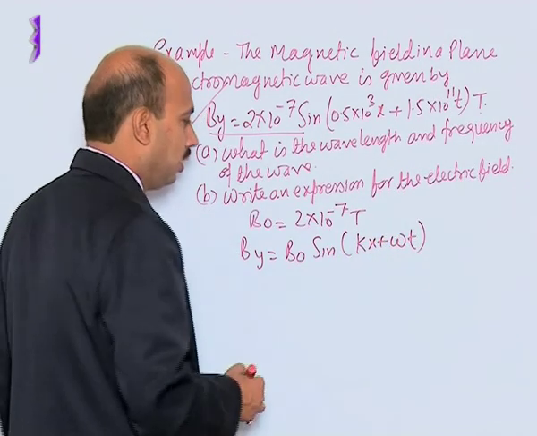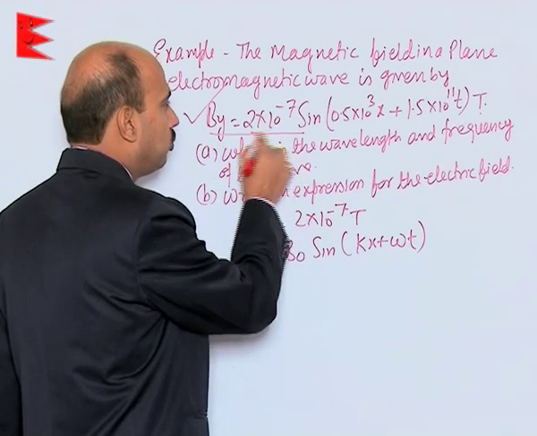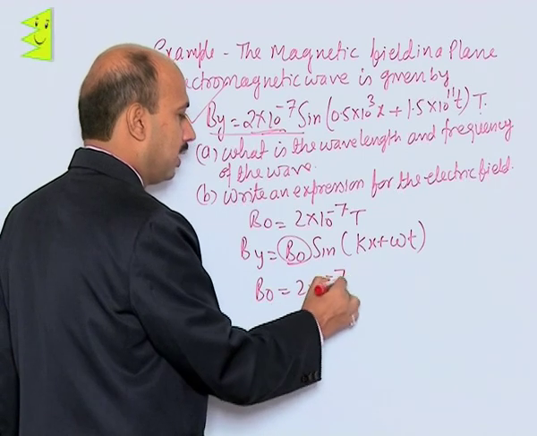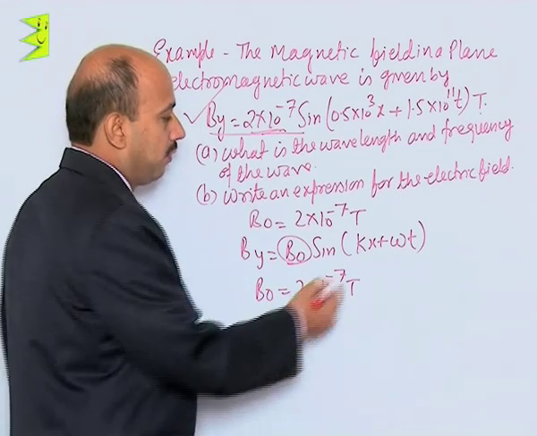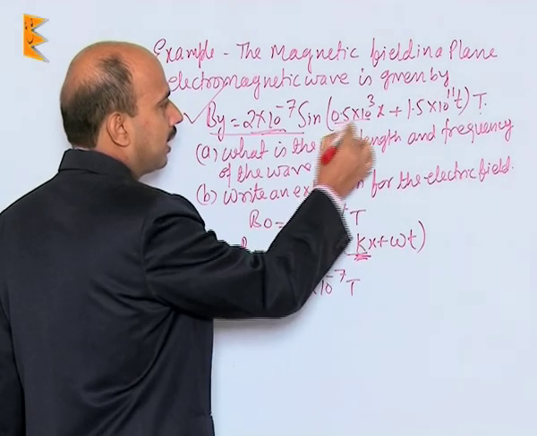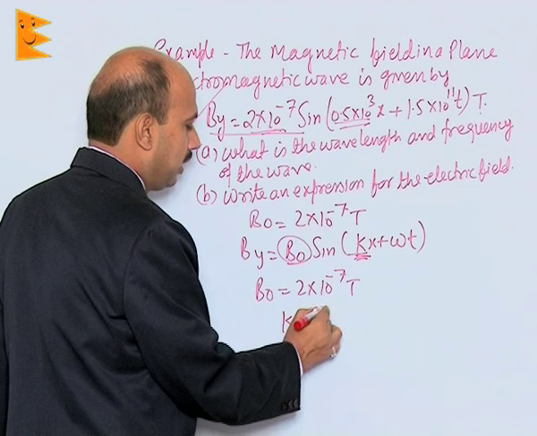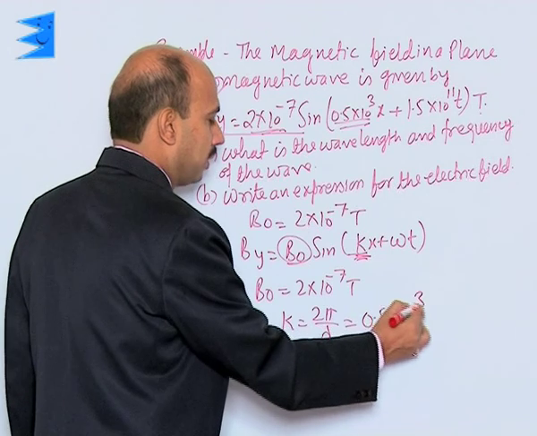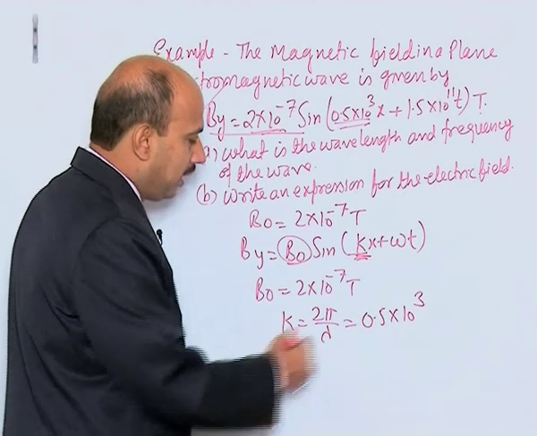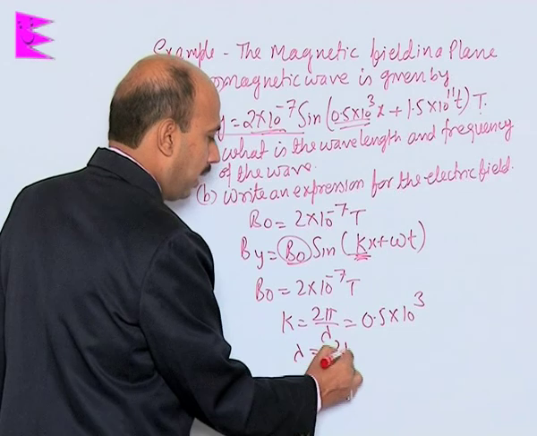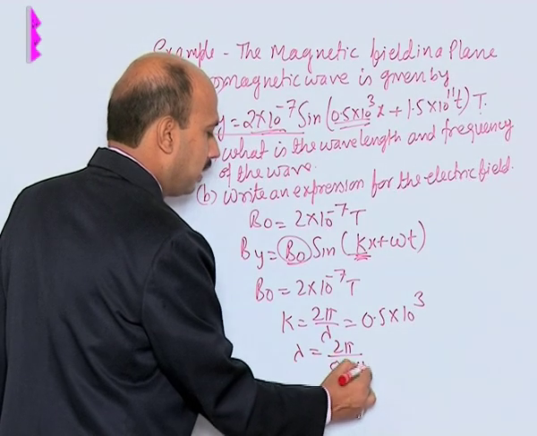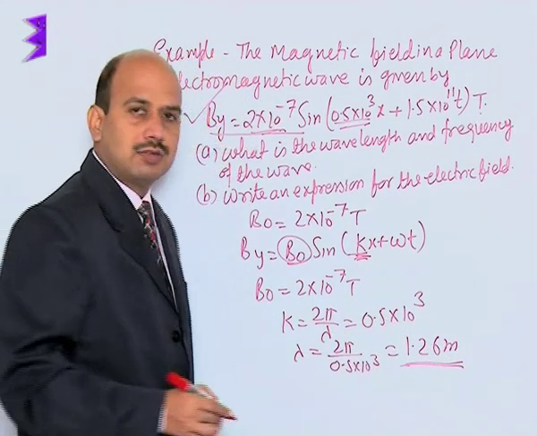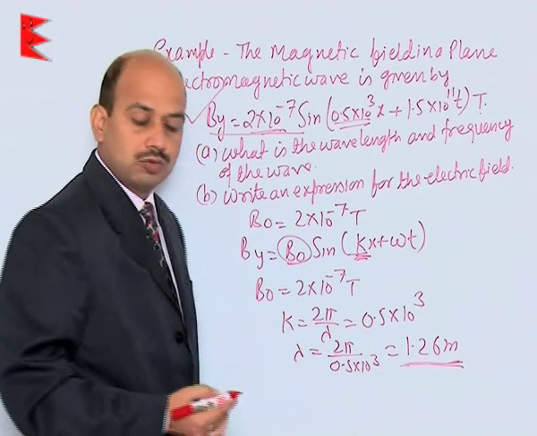We can go this way here. Obviously, in this one B naught is here, so we can write B naught is equal to 2 into 10 raised to power minus 7 Tesla. From this equation, k is this much. So, k can be written 2 pi upon lambda is equal to 0.5 into 10 raised to power 3. So, lambda is equal to 2 pi upon 0.5 into 10 raised to power 3, which is equal to 1.26 meter. So, we can solve this and the wavelength comes out to be 1.26 meter.